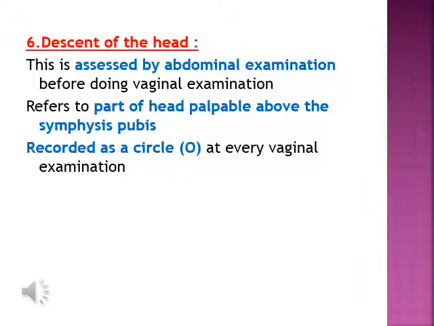Next is the descent of head. It is assessed by abdominal examination before doing the vaginal examination. It refers to the part of the head palpable above the symphysis pubis, and it is recorded as a circle at every vaginal examination. We palpate the head above the symphysis pubis, and it is recorded as 0 or a circle at every vaginal examination.